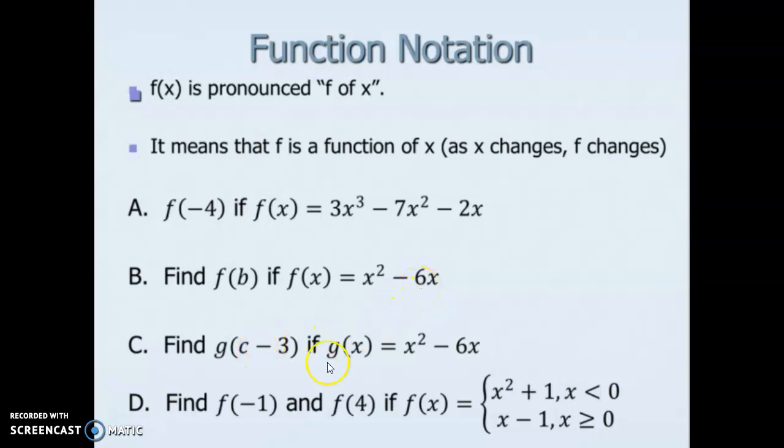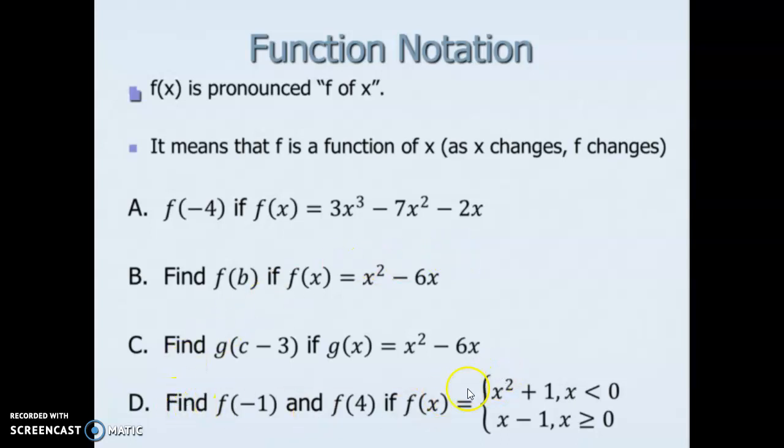On C, you're plugging the c minus 3 in, so you will have to do c minus 3 squared, which remember is not c squared plus 9, it's c minus 3 times c minus 3. And then you'll have to do minus 6 times, and again you have the c minus 3 there, so you had to FOIL and distribute on this one. As a check, your final answer should be c squared minus 12c plus 27.